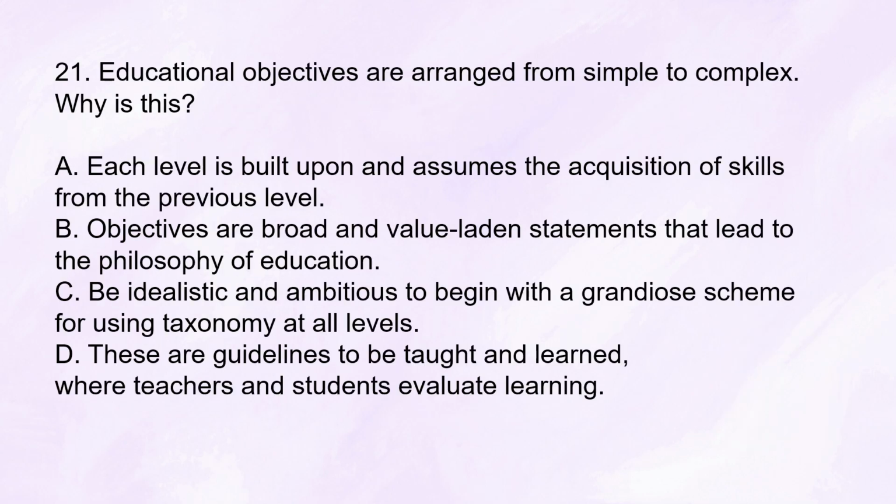Number 21. Educational objectives are arranged from simple to complex. Why is this? Letter A. Each level is built upon and assumes the acquisition of skills from the previous level. Letter B. Objectives are broad and value-laden statements that lead to the philosophy of education. Letter C. Be idealistic and ambitious to begin with a grandiose scheme for using taxonomy at all levels. Letter D. These are guidelines to be taught and learned where teachers and students evaluate learning.